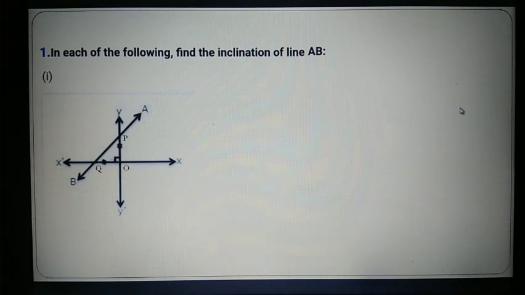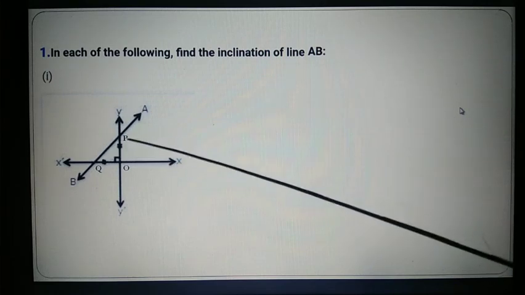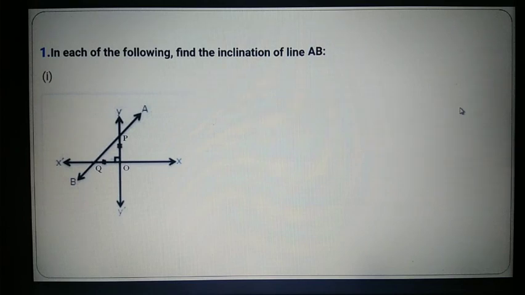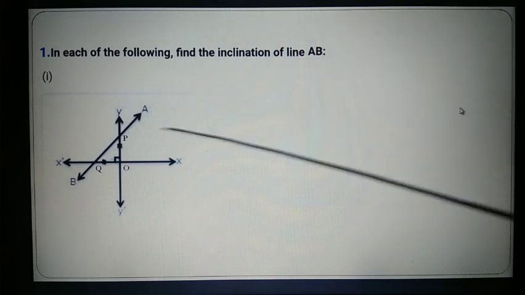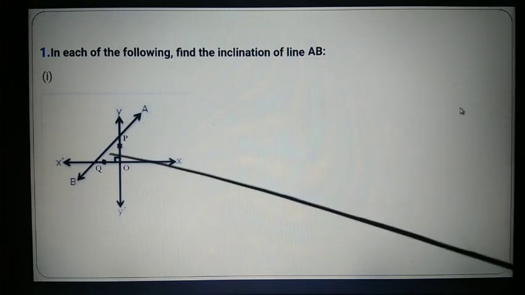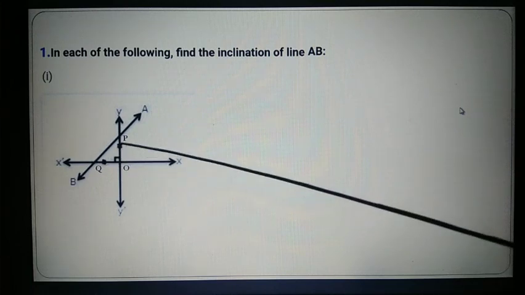So after doing this, our aim is to find this angle, that is angle PQO, right? Now let's observe this triangle. So in this triangle, these two sides are given to be equal.